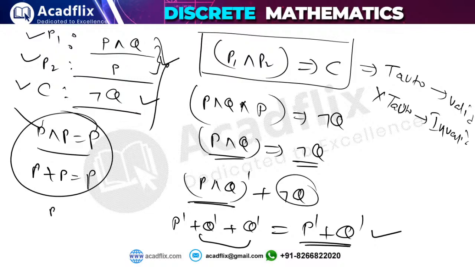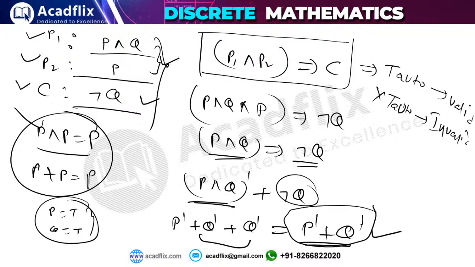For example, let's assume P is true and Q is true. In this case, P dash will be false, Q dash will be false, and false plus false will be false. So you can see that this is not always true. So this is not a tautology. Because this is not a tautology, this argument is invalid. So this is the concept of argument. This is how you can find whether a given argument is valid or not.